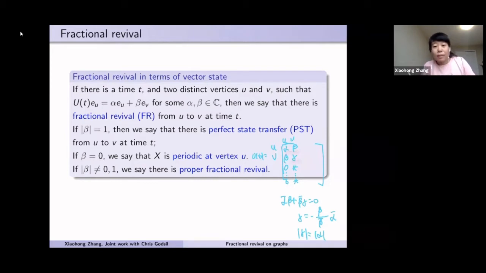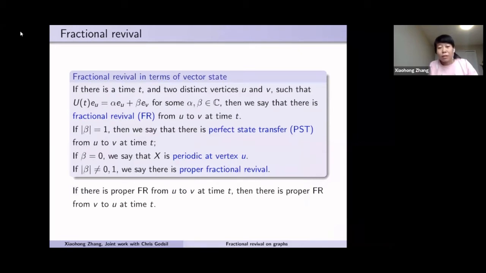those two entries, their modulus squares sum up to 1. This column has norm 1, so all those other entries are 0. By symmetry, we know all those entries are 0. We know when FR occurs, we have a diagonal matrix. So when FR occurs from U to V, it also occurs from V to U at time t, proper FR or PST.